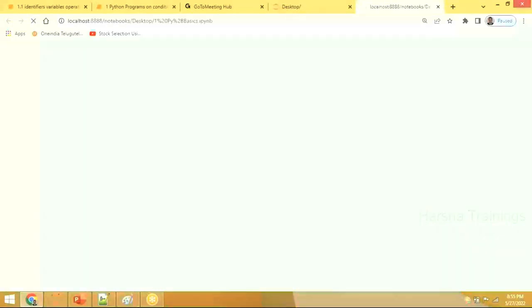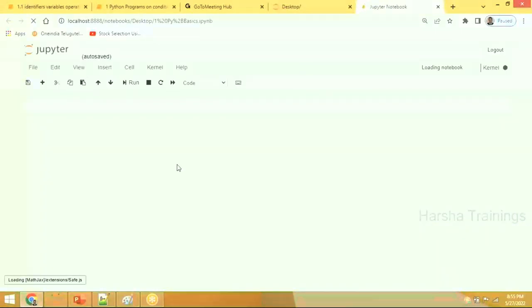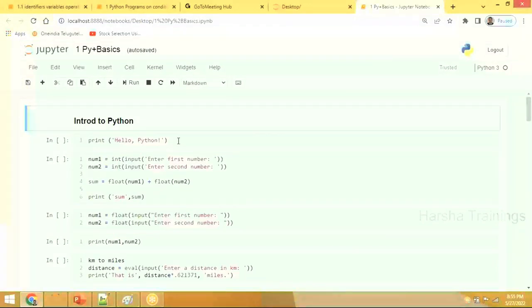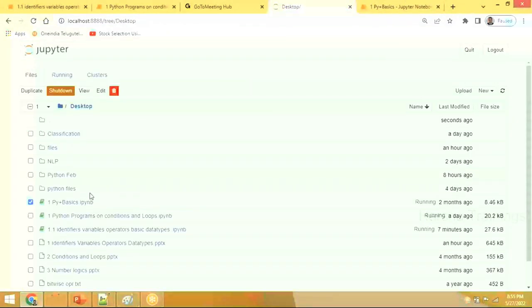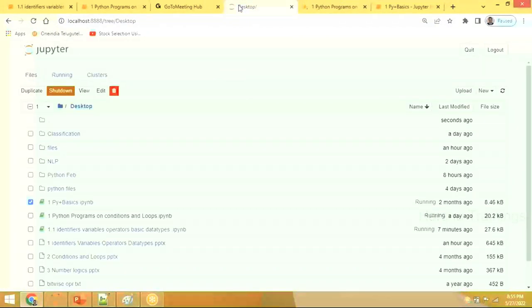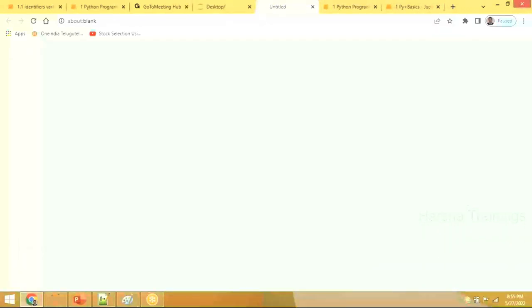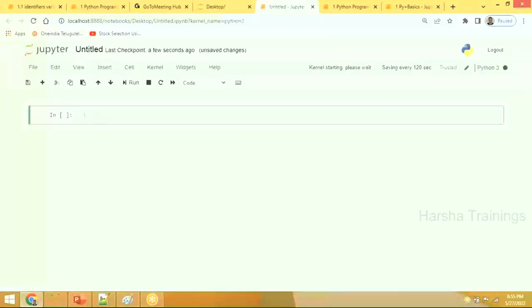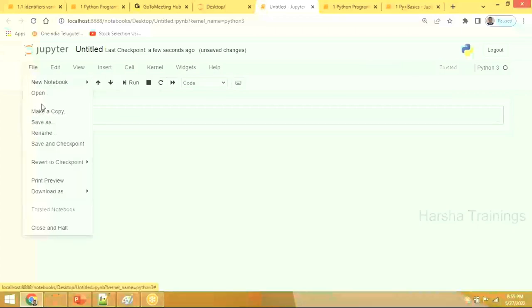Whatever files I'm sending to you, put them on the desktop and double click them. That's it. No need to do anything. For example, if you want to create a new blank file, go for New, Python 3, which creates a new file for you. Clear? Once you create a file, rename it, save as. Now you can do anything.